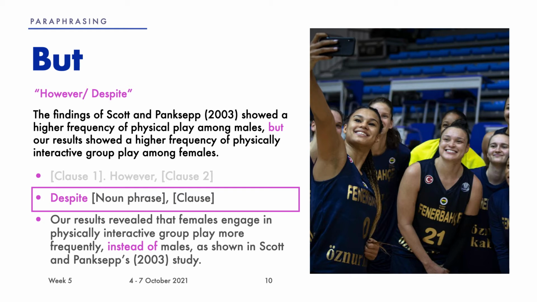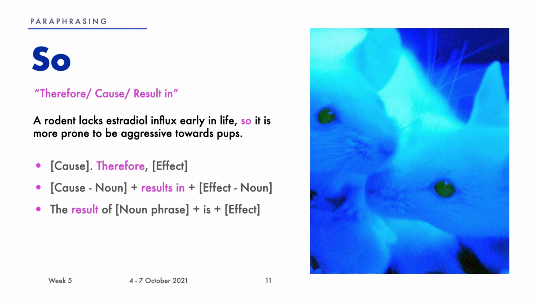In this sense, in the activity, you are going to try paraphrasing the sentence using "despite." Let's see how you do it. And just like "because," you can also paraphrase "so." So in this case would mean result and consequence. So you may want to use the verb "cause" to link cause and effect in this case.